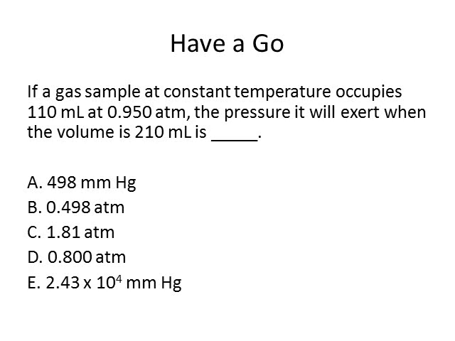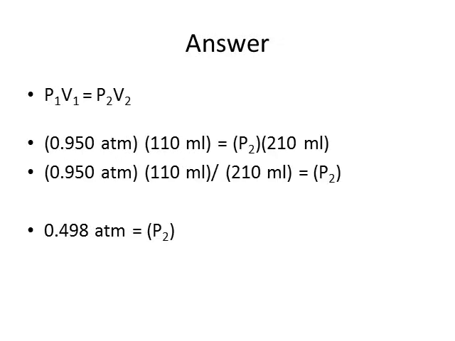Let's try one more. If a gas sample at a constant temperature occupies 110 mils at 0.950 atmospheres, the pressure it will exert when the volume is 210 mils is. Let's have a look and see. So I have my P1V1 is equal to my P2V2. What are my pairs? The 0.95 atmospheres and the 110 mils is equal to my P2, which is what I'm looking to find, and my 210 mils.